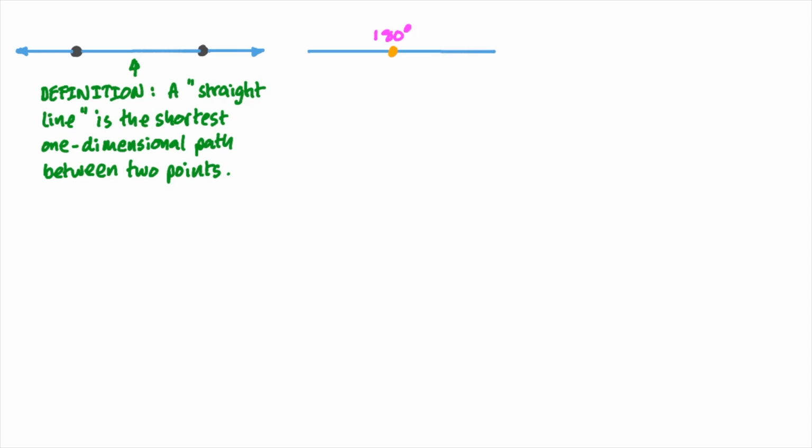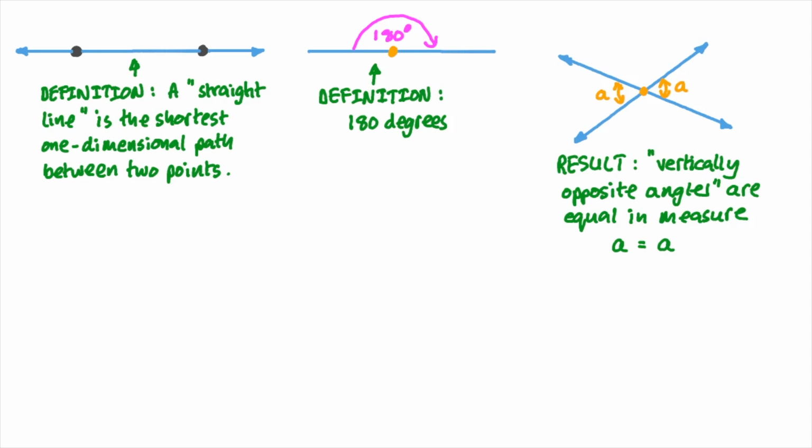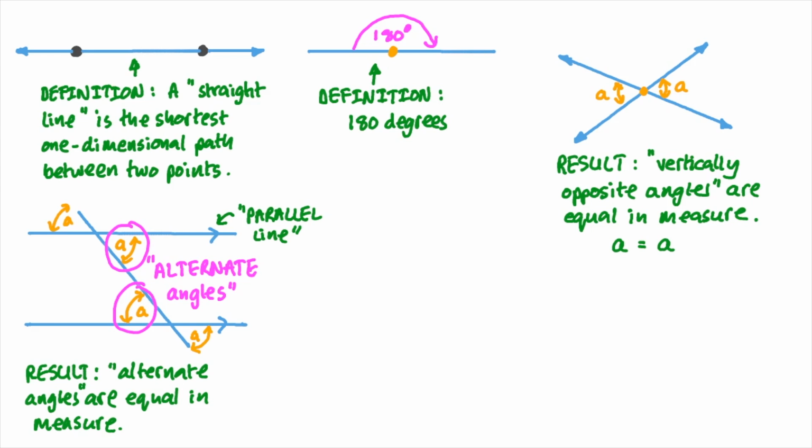Now we can pick a point on the line and define the angle measure from the line in one direction to the line in the other direction around that point as being 180 degrees. We can now derive and prove a number of rules using straight lines. For example, when 2 lines intersect at a point, then vertically opposite angles must be equal. Then, if we introduce a parallel line, another definition, we can call these angles alternate angles and prove that they must be equal in measure.